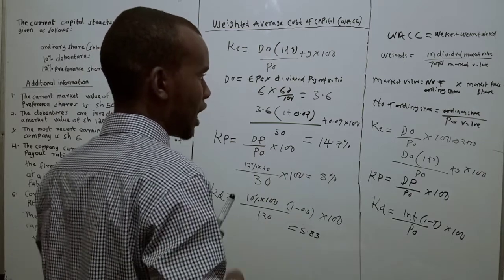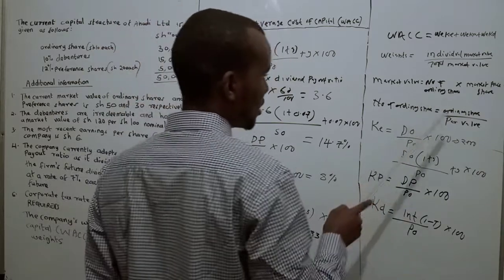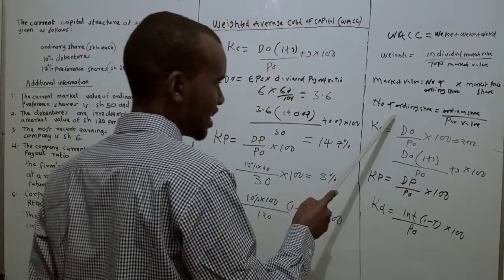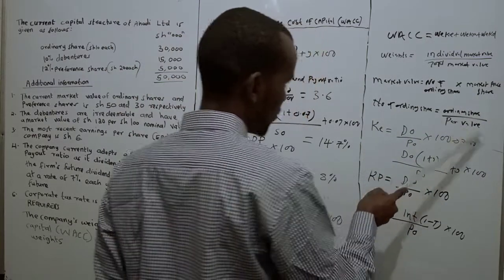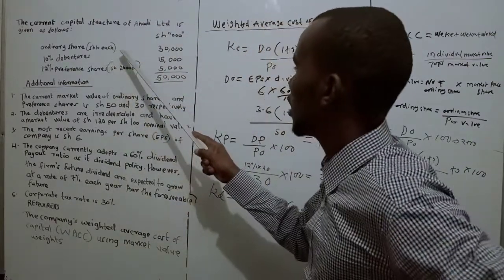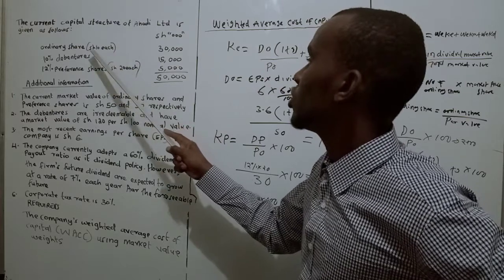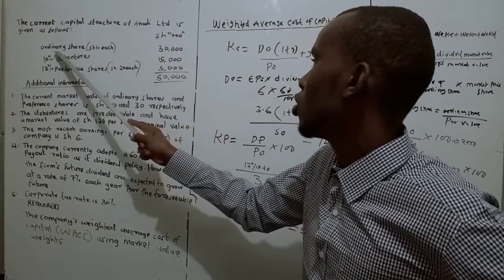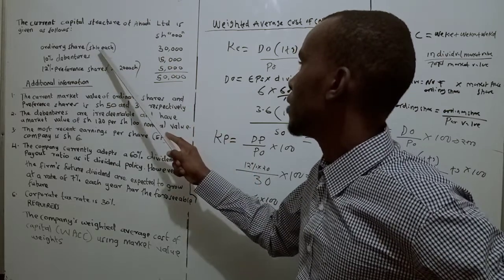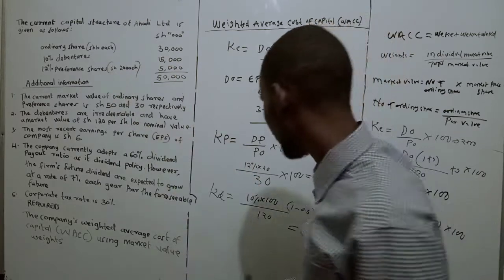Market value is the number of ordinary shares by the market price per share. The number of ordinary shares is the ordinary share over the par value. To get the number of ordinary shares, you take the ordinary share, which is 30,000, then you divide by the par value, which is 10.